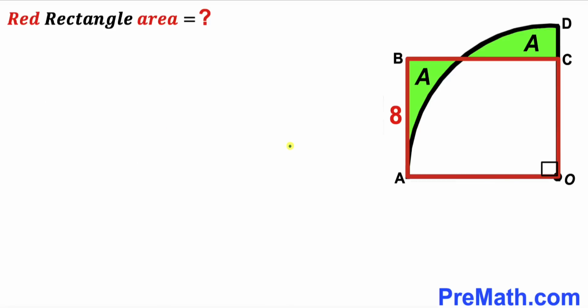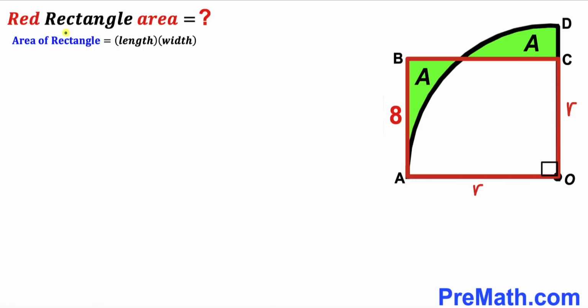Here's our very first step. Let's focus on this quarter circle. AO is the radius of this quarter circle, and I'm going to label this radius as lowercase r. Then OD is the radius of the very same quarter circle as well, so I'm going to label this one as lowercase r as well. Bear in mind that the areas of both of these green shaded regions are the same.